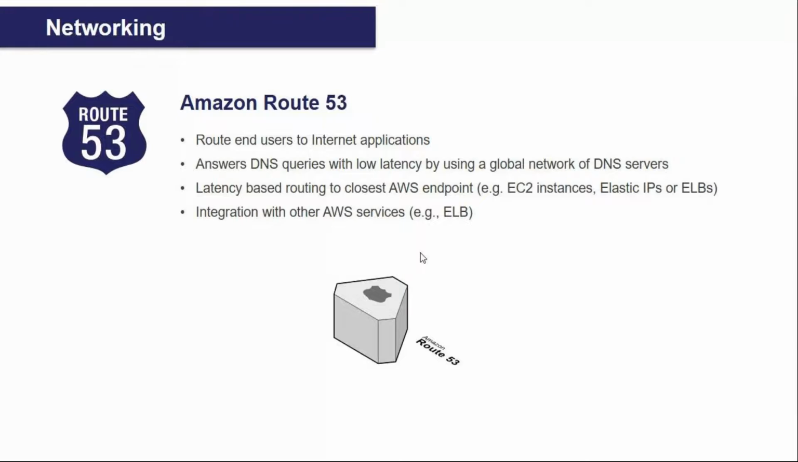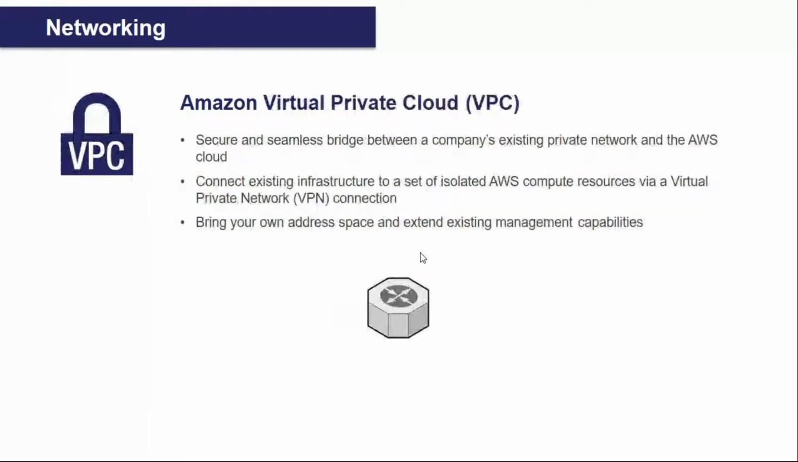So Route 53 effectively connects user requests to the infrastructure running in AWS, such as Amazon EC2 instances, Amazon Elastic Load Balancer, or Amazon Simple Storage Service. You can name your storage server and then type that name. It will automatically translate into the IP address and connect to the storage service.